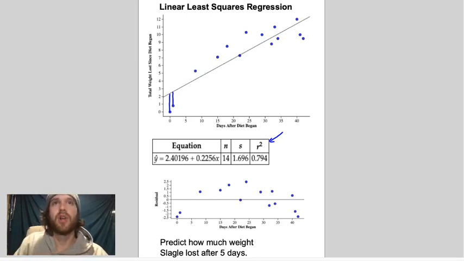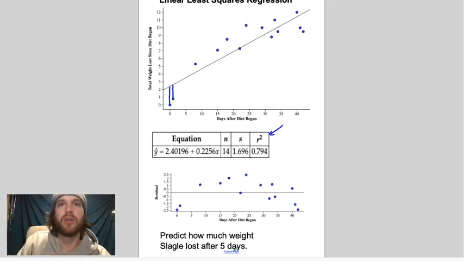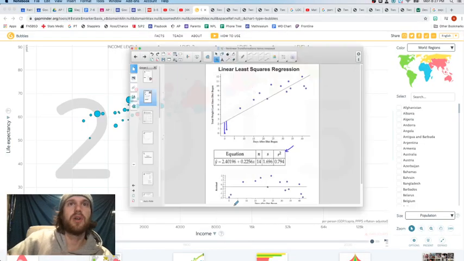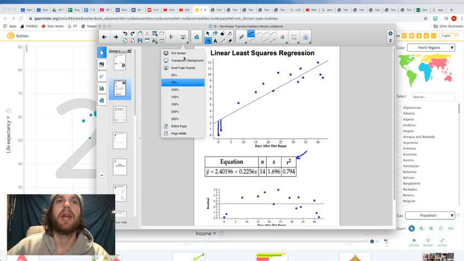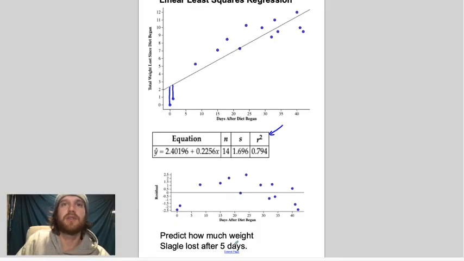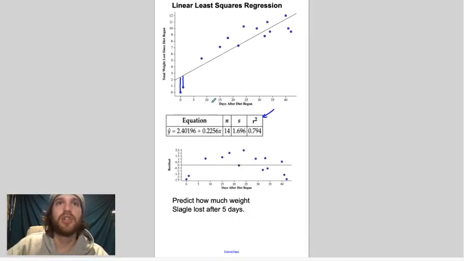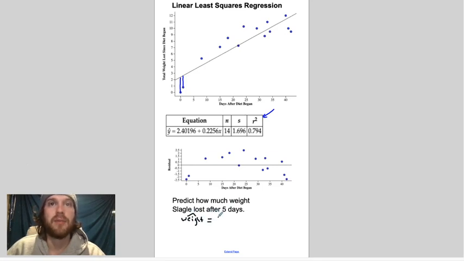So I'm going to try and pack all this into one lesson here. Let's go ahead and switch to black, and let's make our prediction. And this is old news, right? Predict how much weight Sligo lost after 5 days. Well, this right here, y hat, that is our predicted weight. And the way that we write that is with a hat. Hat means predicted.